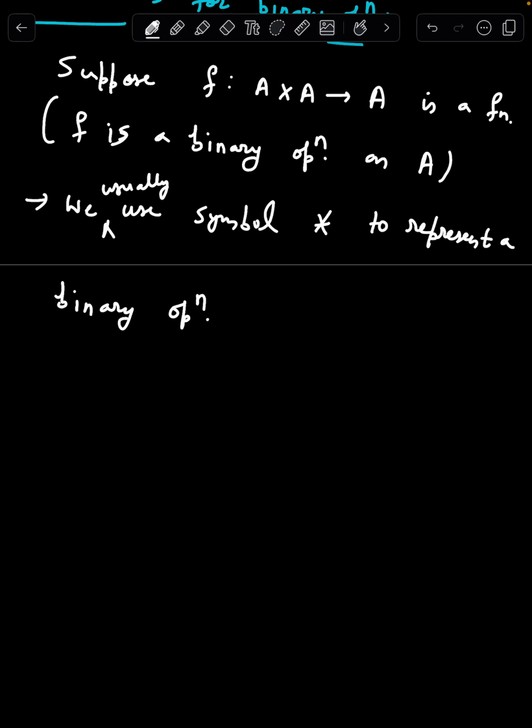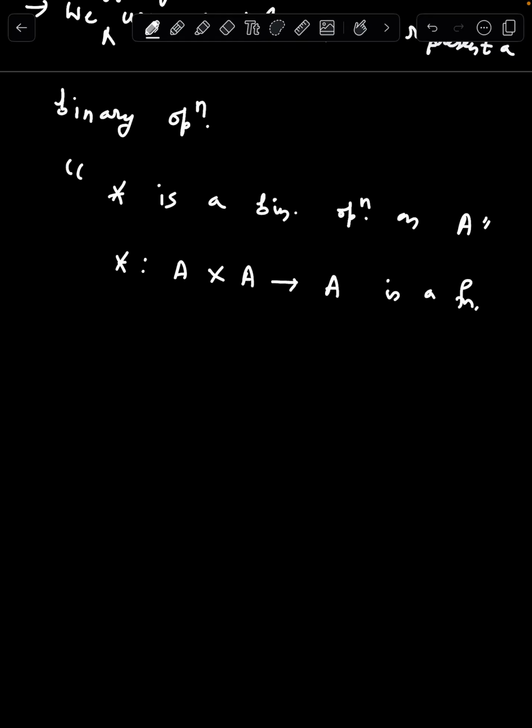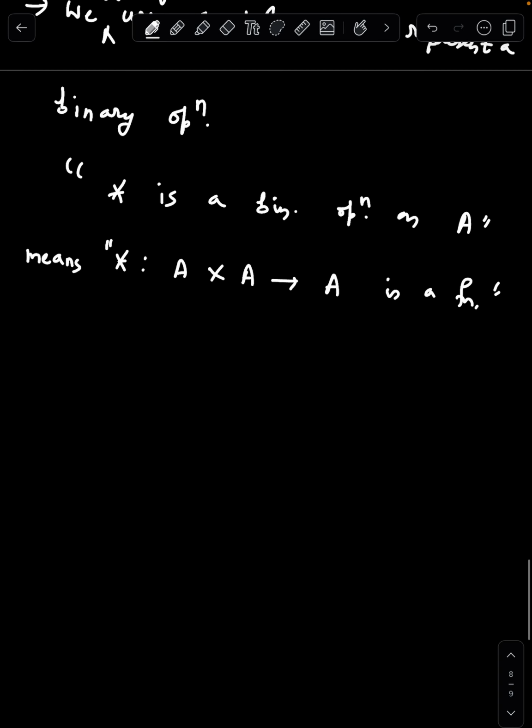Okay, so what is the meaning of star is a binary operation on A? It means that star is a function from A cross A to A, a function. That is what it means.